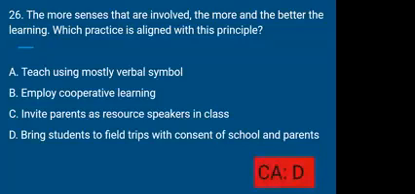Very good. The correct answer for number 26, it's letter D. Bring the students to field trips with consent of school and parents. Not only they will develop more senses, but at the same time, they will gain experience, as what the old adage says: experience is the best teacher. So when they experience something, they will really bring it inside the classroom.